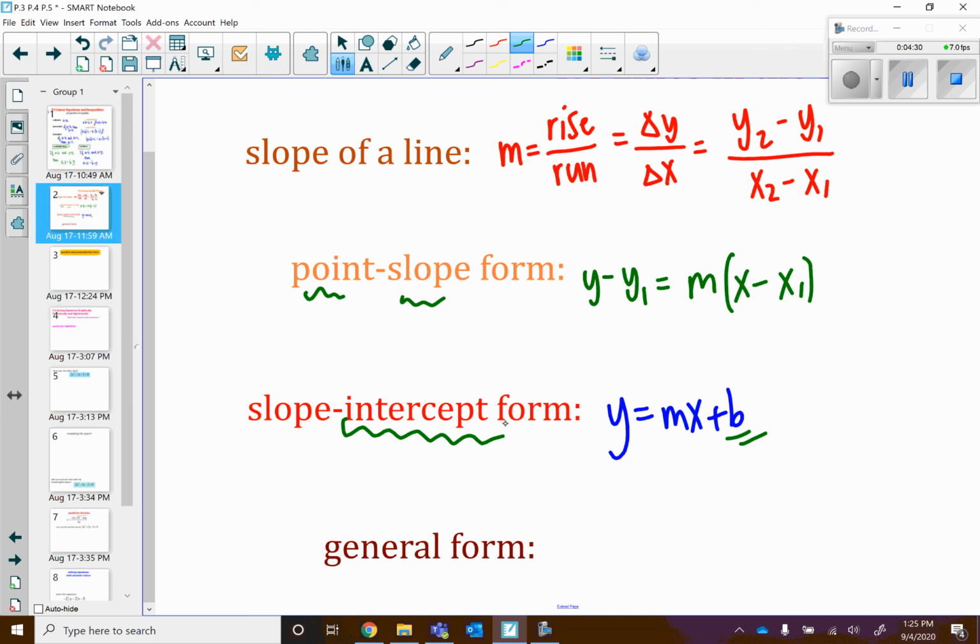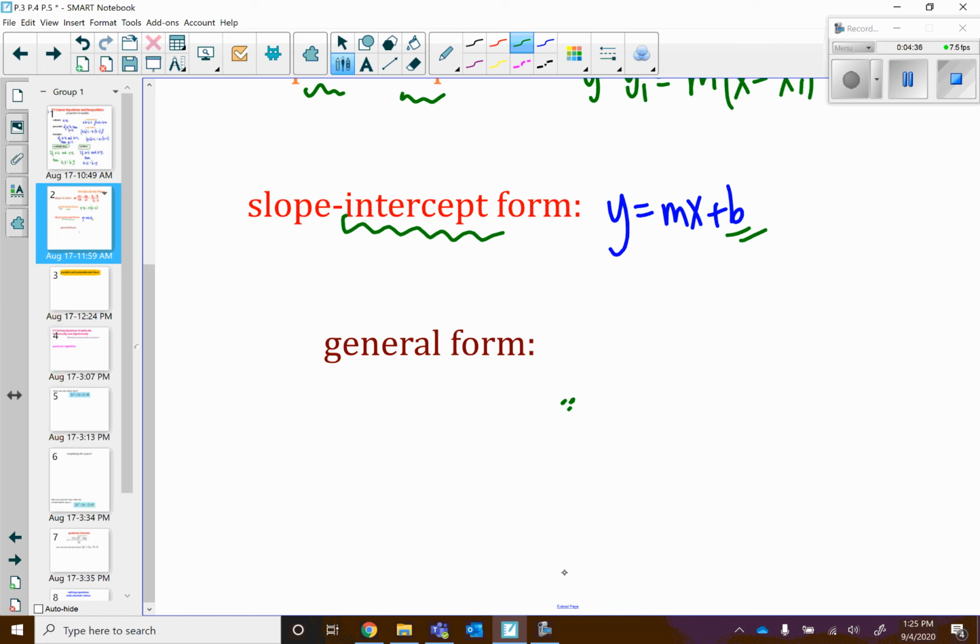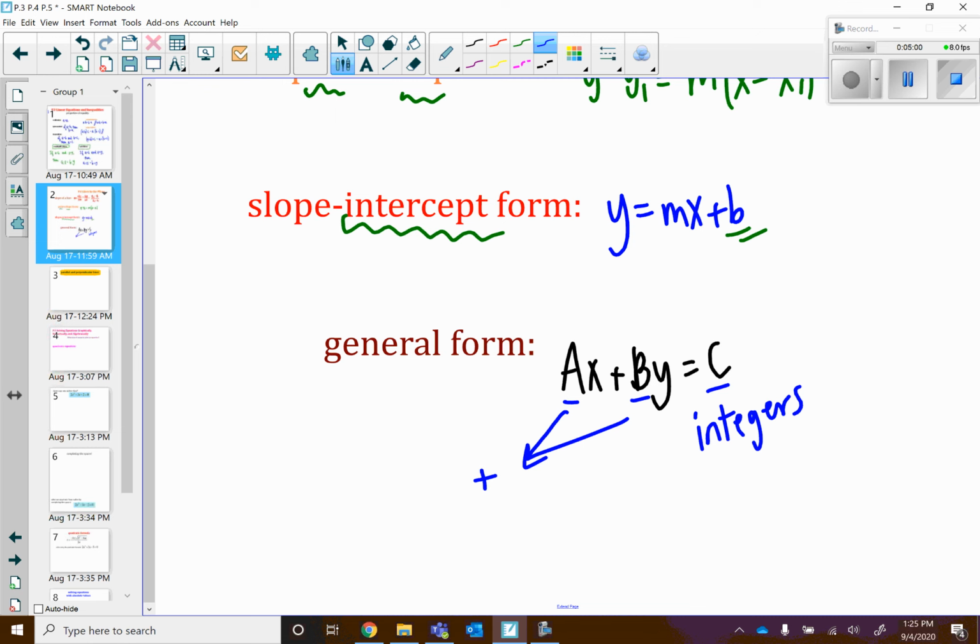And last but not least, the form that we don't often use, but still good to remind ourselves of, is the general form. In the general form, we basically rearrange the slope-intercept form to look like ax plus by is equal to c, and a, b, and c are all integers, meaning they're not fractions. And specifically, a and b are positive. So it's really all about rearranging slope-intercept form or point-slope form into this ax plus by equals c.